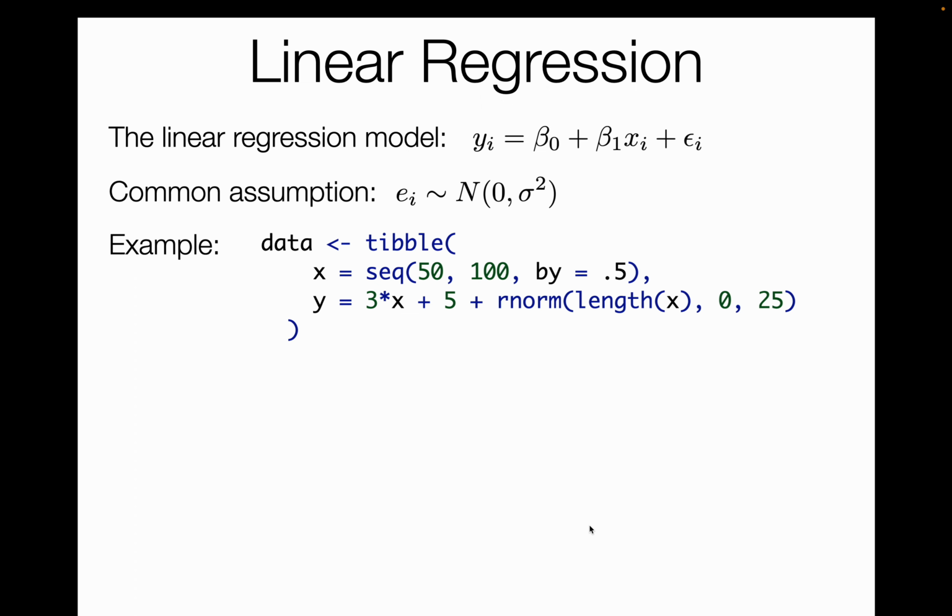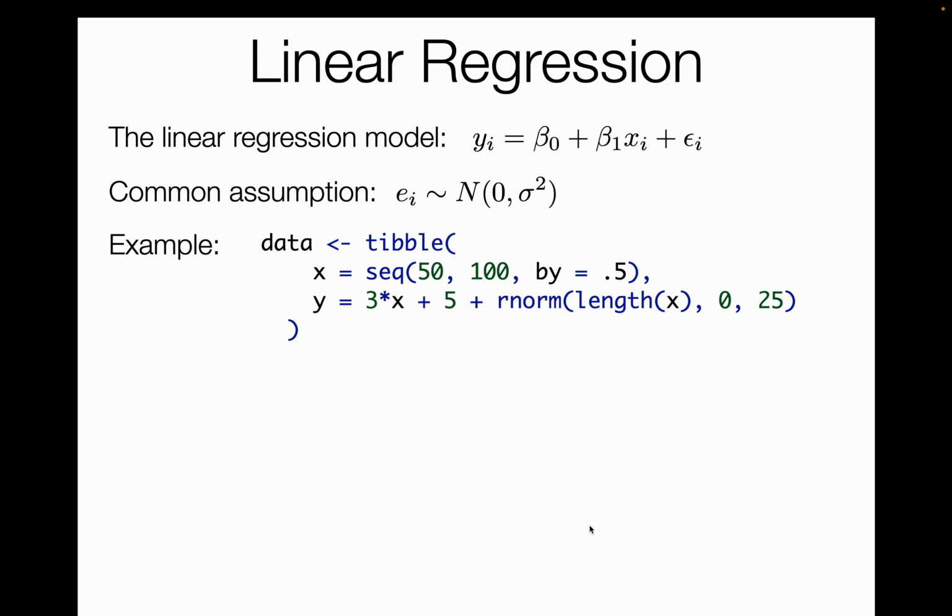So I generate points on the line. Okay, so if my line is 3x plus 5, that's the sort of relationship I want to generate. I create a bunch of x's. So here, the sequence from 50 to 100 by 1/2 will generate 50, 50.5, 51, 51.5, 52, 52.5, 53, and so forth, all the way up to 100. And then y is equal to 3 times x plus 5. That generates points on the line 3x plus 5.